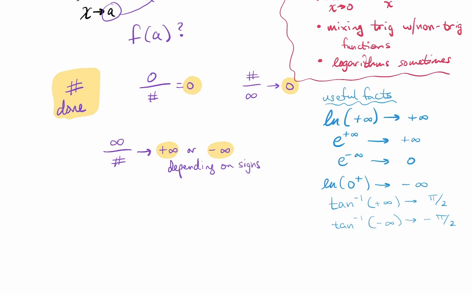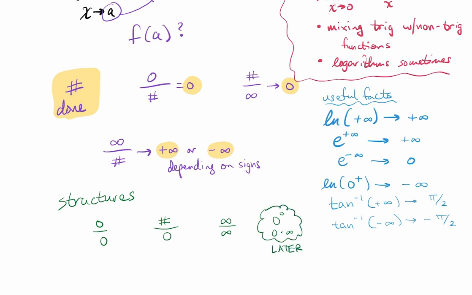All right, and then if you evaluate f of a or attempt to, and you see one of these structures, then you need to do some sort of technique, and I'll list the techniques for each of the structures. So you might see a 0 over 0 structure, a non-zero number divided by 0 structure, or infinity over infinity. Now later in a calculus semester, you might see 0 to the 0 or 0 times infinity or some other very strange objects. These ones come later, and I'll make a separate video for those ones.